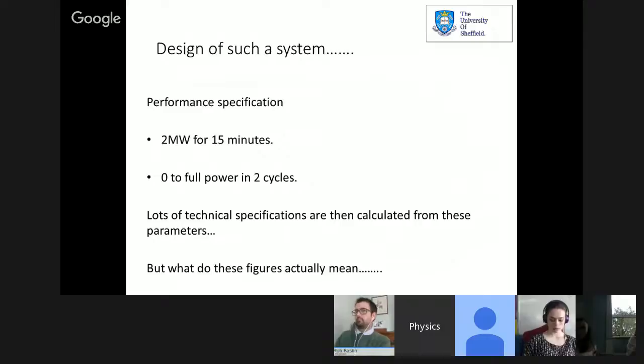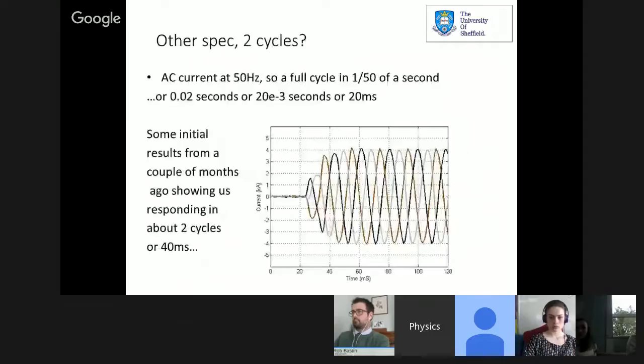So essentially we wanted 2 megawatts, so 2 million watts, for 15 minutes, which is about 3,000 homes. And you've got to go from 0 to 2 megawatts in 2 cycles of the mains. When I say 2 cycles of the mains, AC is 50 hertz, so you've got 1 cycle, 2 cycles, 3 cycles, and 50 hertz is 20 milliseconds.